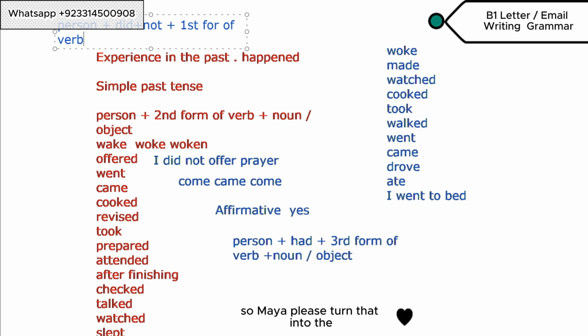Beautiful. This is for simple past tense negative. Okay, Sumaya, you now. I did not, first form of verb. That is wake. I did not wake. I did not make. I did not watch. I did not work. I did not cook. I did not take. I did not walk. I did not go to the college yesterday. I did not wash my hair yesterday.